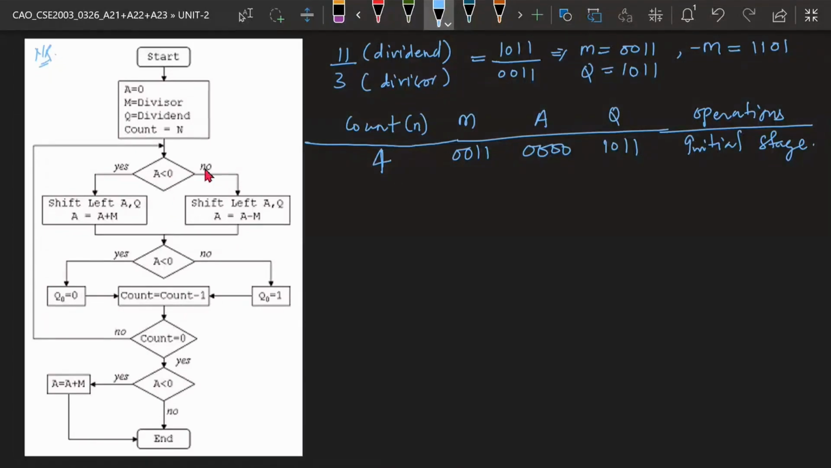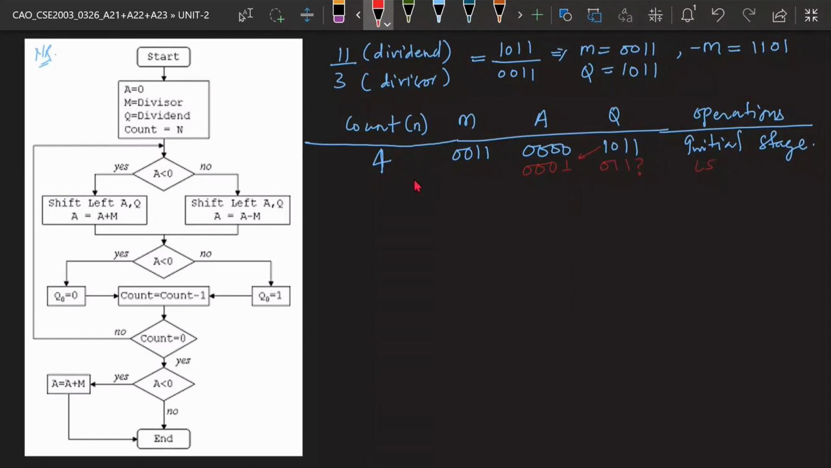Once it moves in this direction, the first step is shift left accumulator and Q. So we need to shift the accumulator and Q to the left side. This value will be 0, 0, 0, and this 1 will come here. Then the Q value will be 0, 1, 1. Once it is 0, 1, 1, this value will be deciding the next step. So this is basically the left shift.